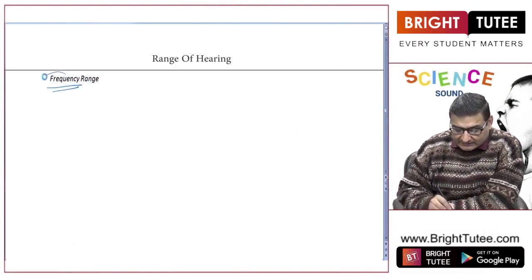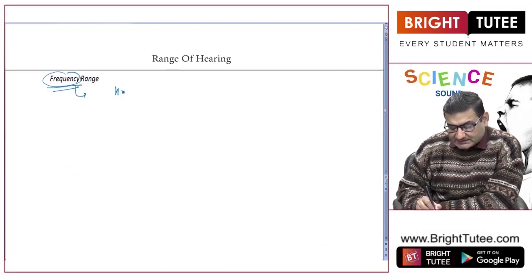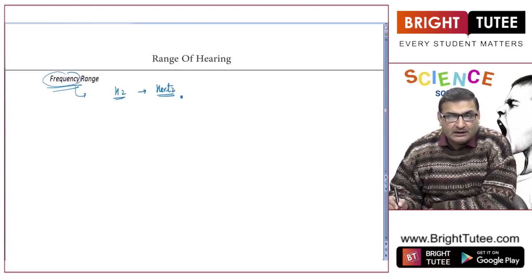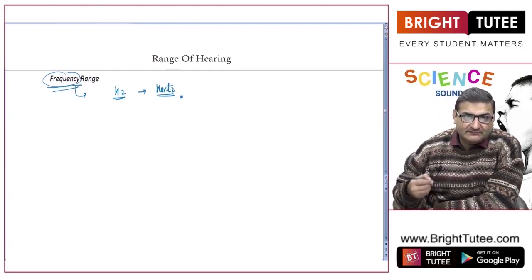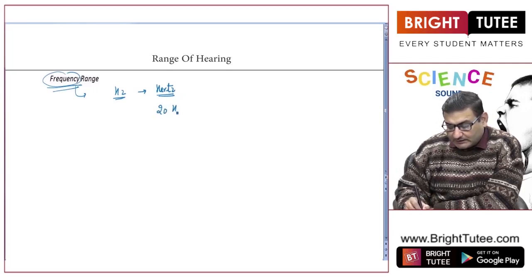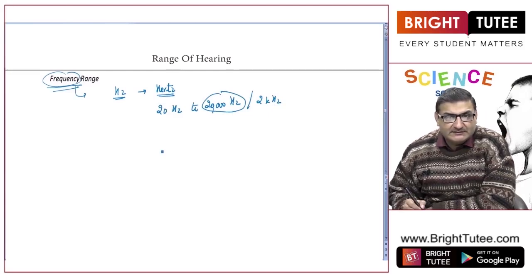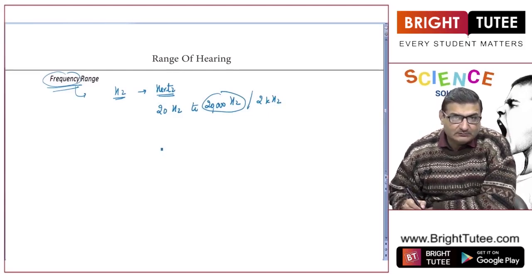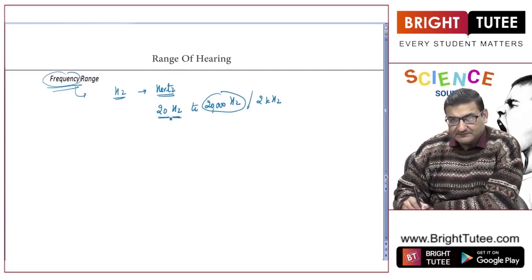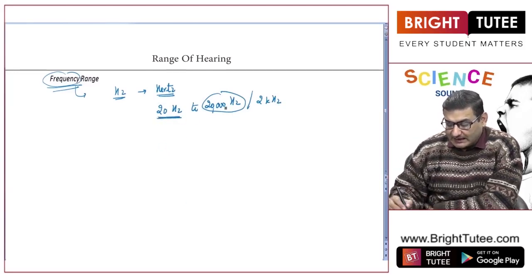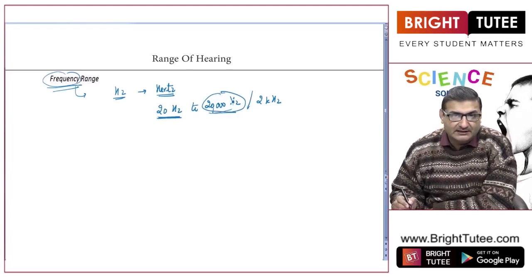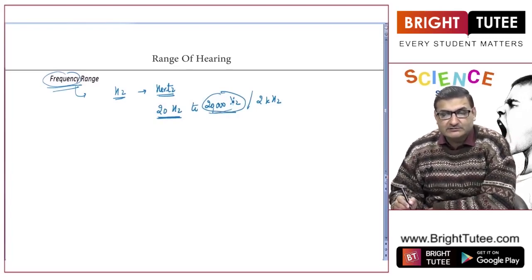We know that frequency is expressed in the SI unit called hertz, right. Now, we human beings have a frequency range of 20 hertz to 20,000 hertz. 20,000 hertz may also be written as 20 kilohertz. Now, what is meant by this frequency range? That we can listen to a sound which has a frequency of 20 hertz on the lower side, and maximum we can listen to sound having a frequency of 20,000 hertz.